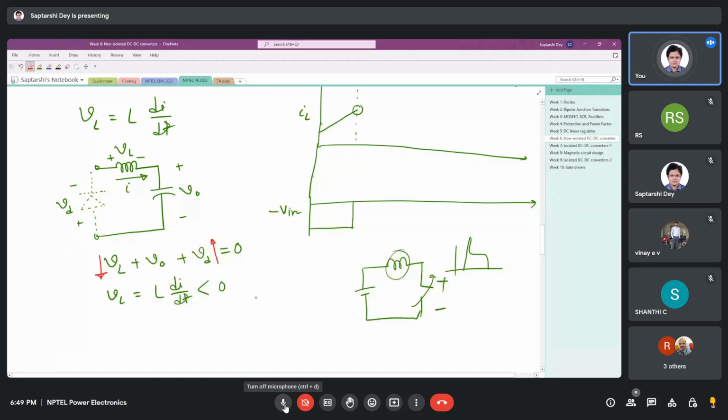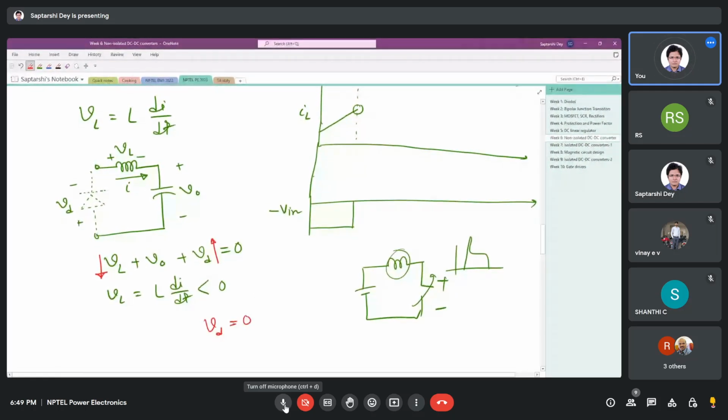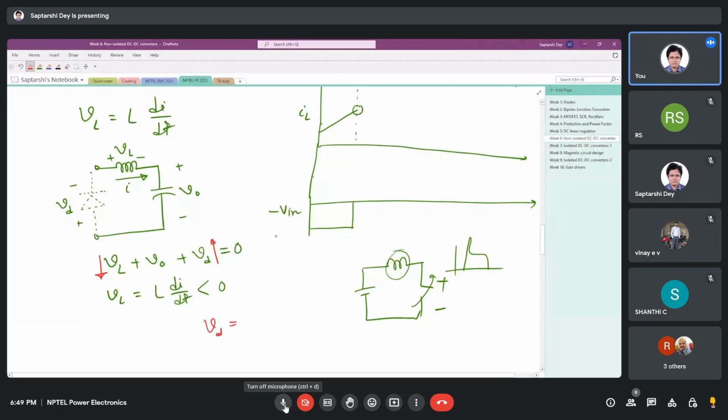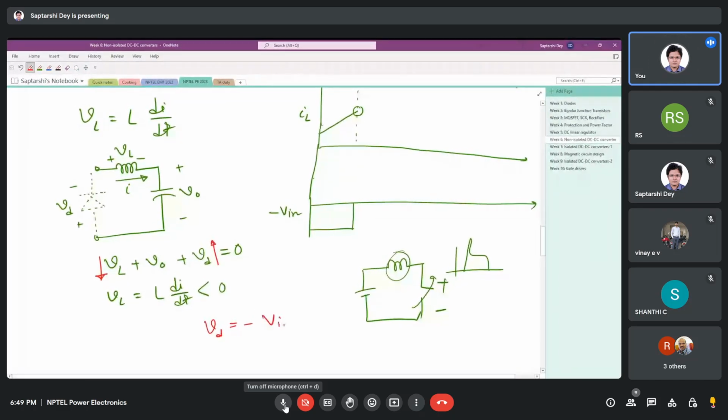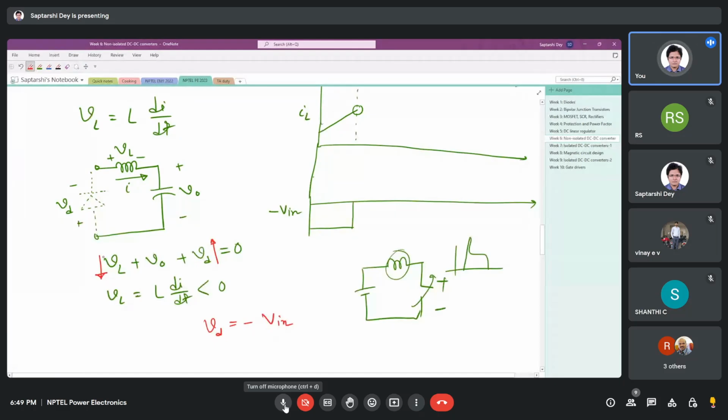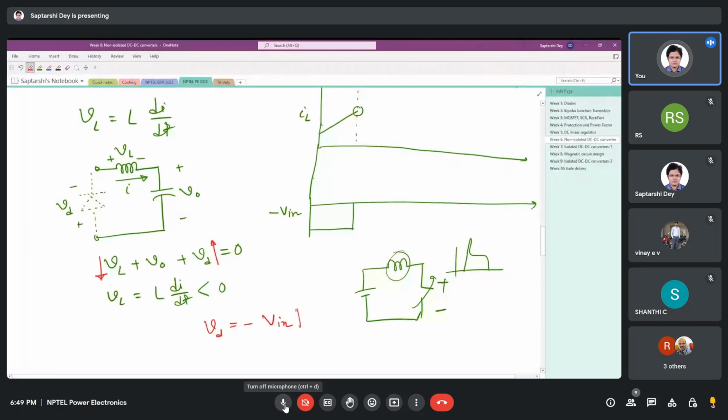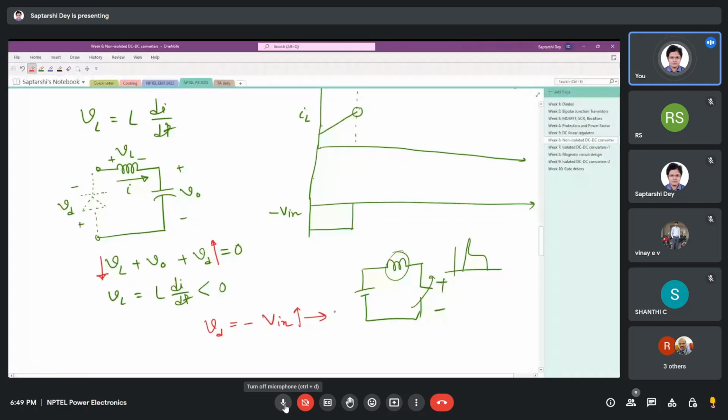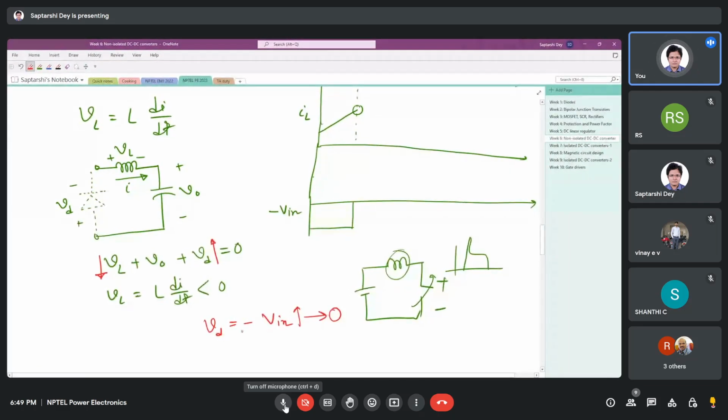Now when the switch was closed, VD was minus V in. Now since VL has reduced very fast, VD will try to increase, and as soon as it reaches 0 from minus V in, this diode turns on.